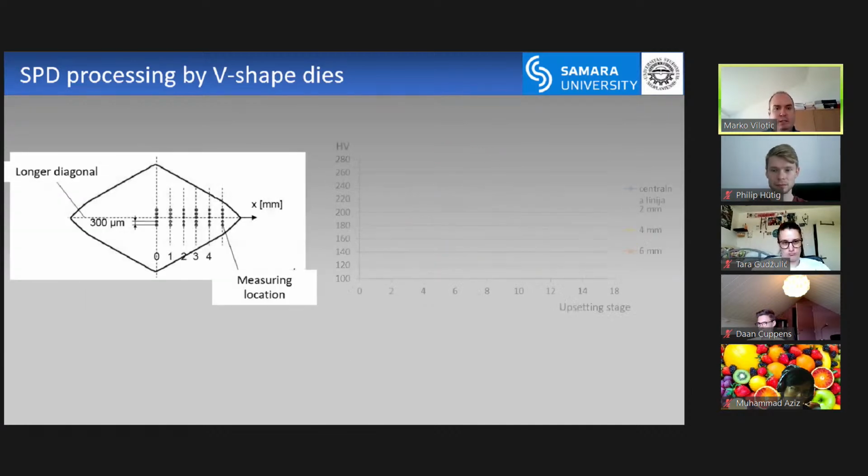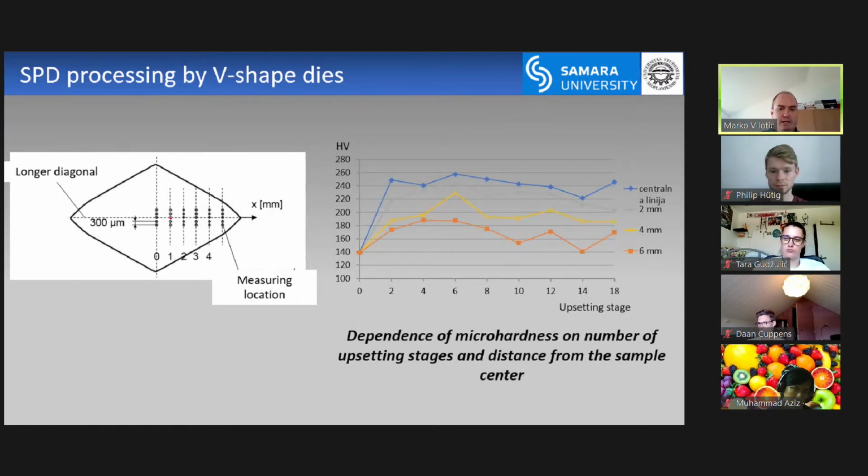sense. This is also for the micro hardness, and we also check it in the center and 1 millimeter from the center, up to 5 or 6. The trend is the same. You can say that generally after 4 or 6 times, depending on the stage, maybe this is the most optimal number of upsetting stages.